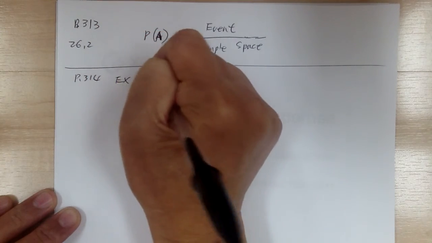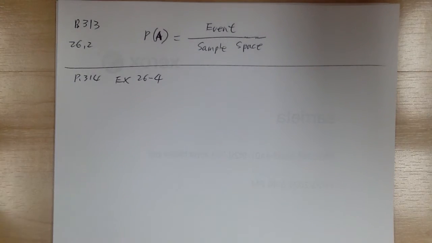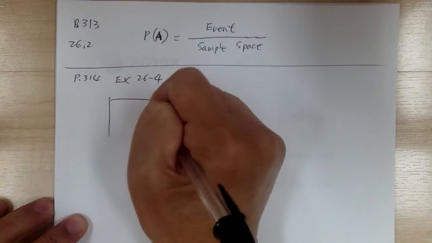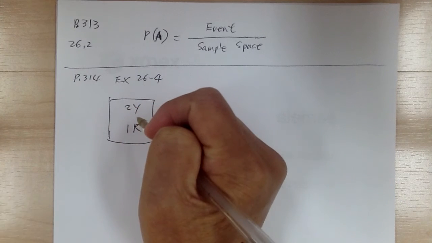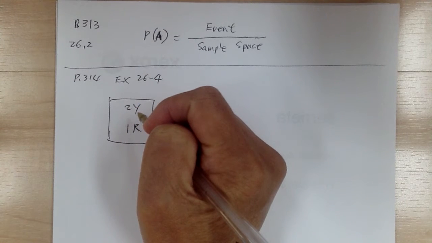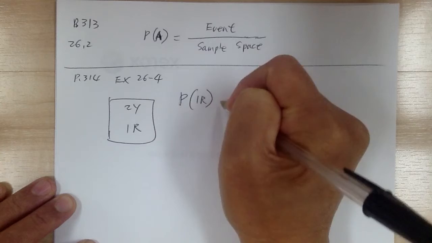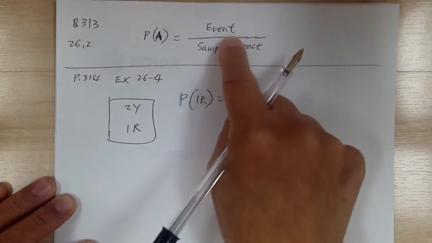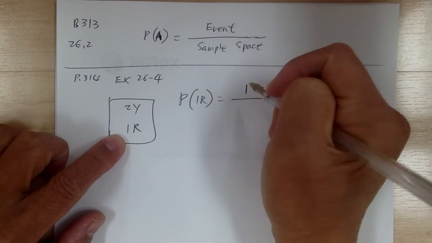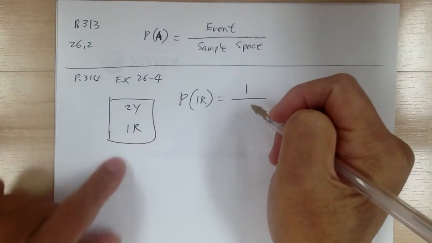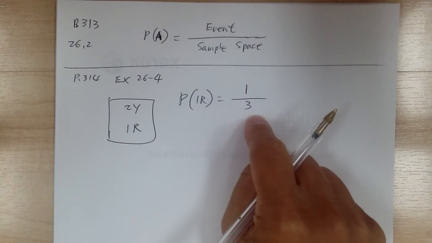Let's go to example 26-4. Okay, so this problem says if a box contains 2 yellow and 1 red, what is the probability of drawing out the red one if one ball is drawn at random? So you're looking for the probability of 1 red. The event is 1 red, so there is 1 here. The only way you can draw it, there's only 1 way. There's 1 red, and the sample space is the total, so there are a total of 3. And so that's your probability. The probability of getting a red is 1/3.